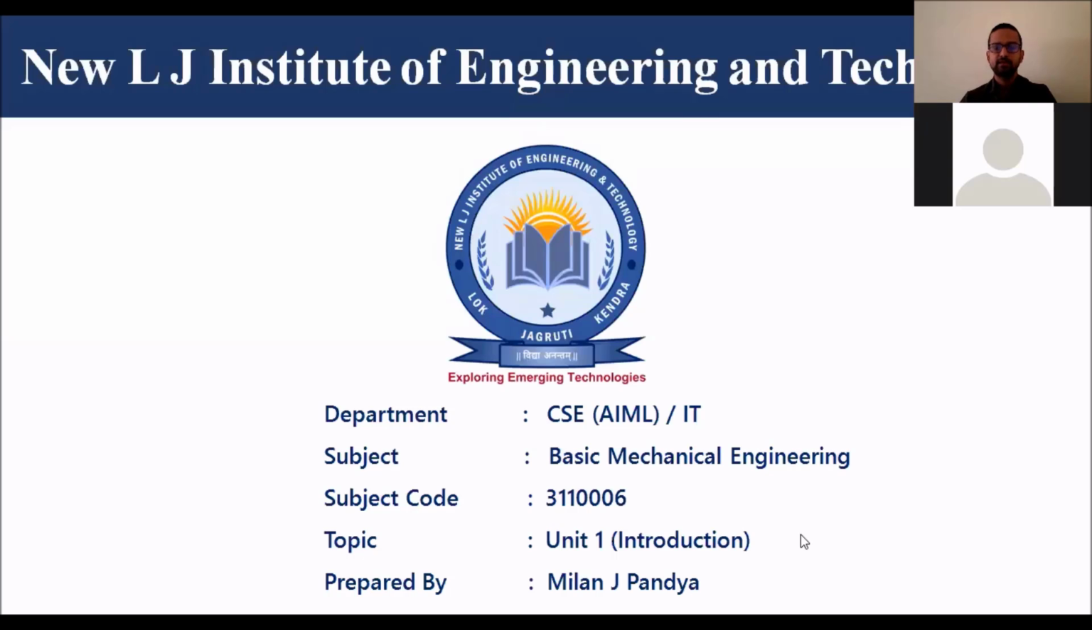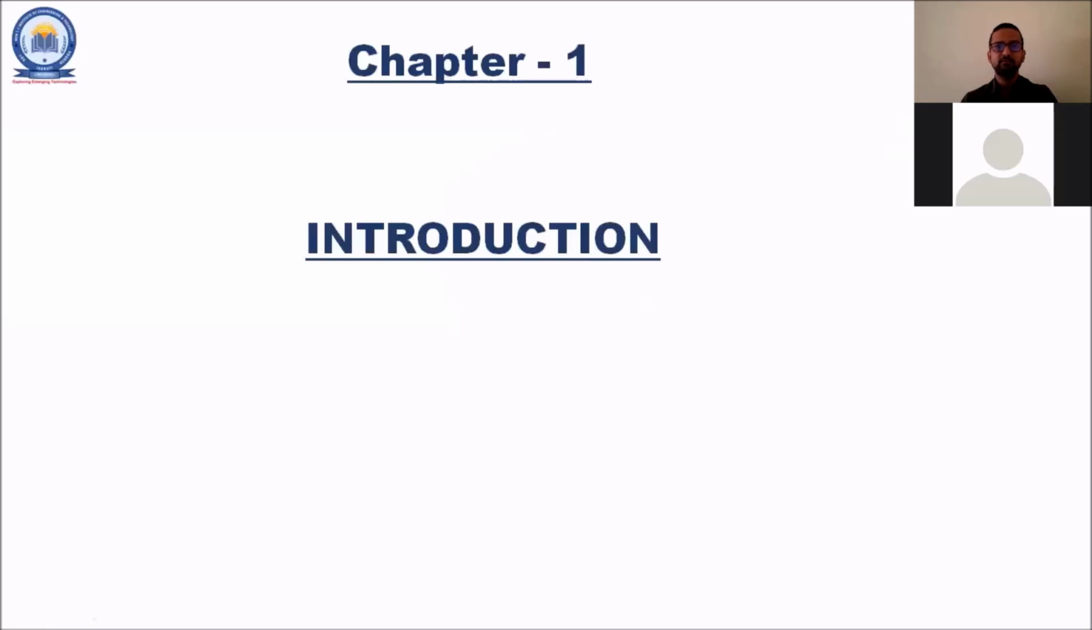Okay, fine. So friends, you remember that we are discussing the first chapter of the subject of basic mechanical engineering. The chapter name is the introduction. In the last lecture, we discussed several points related to engineering thermodynamics, starting from the basic terms of thermodynamics. We discussed the concepts of the state, path, process, and the cycle. Then we understood the concept of the thermodynamic system, the thermodynamic surroundings, as well as the boundary.